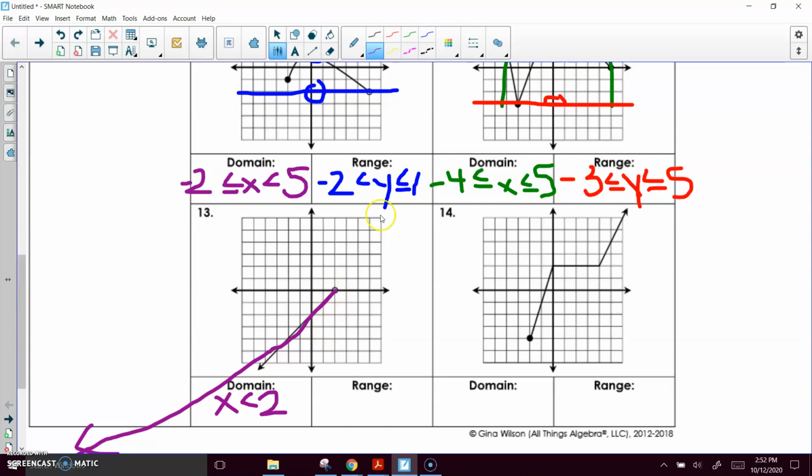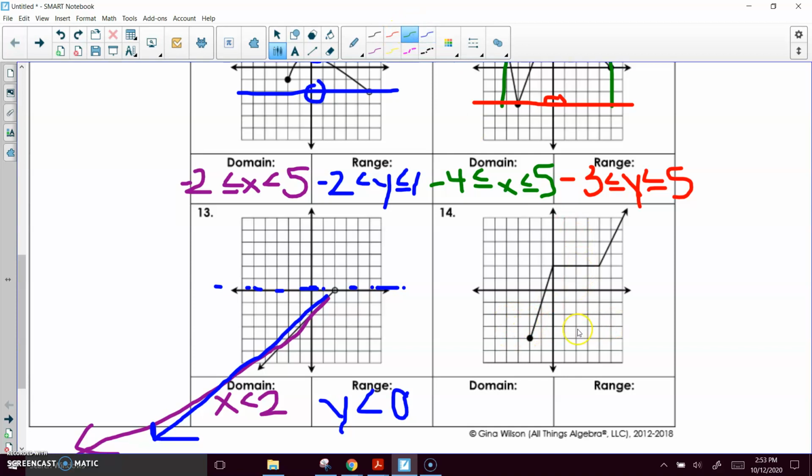My range, okay, how low does my graph go? My graph goes forever down, but in terms of up, that's as high as it goes. And that's 0 on the y-axis. And that was an open circle there, remember? As high as it goes is 0, but it's not equal to 0. So my range is y values less than 0.